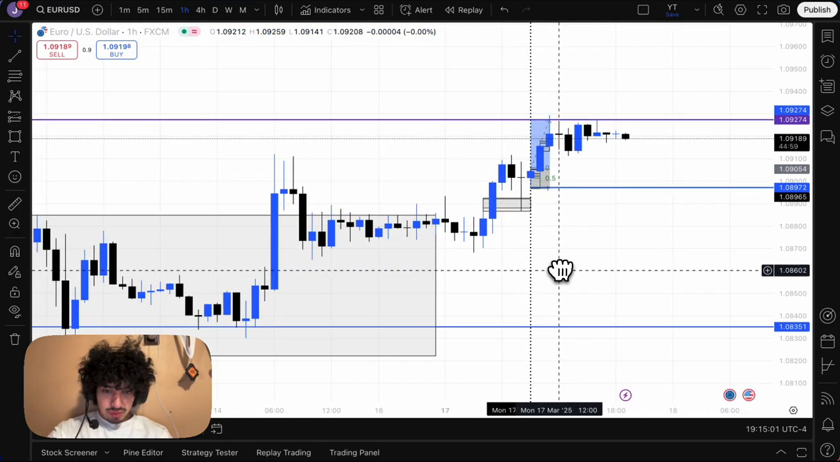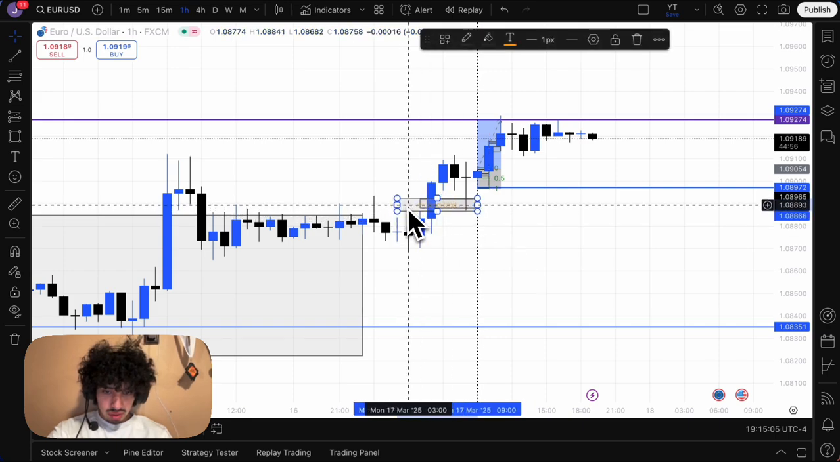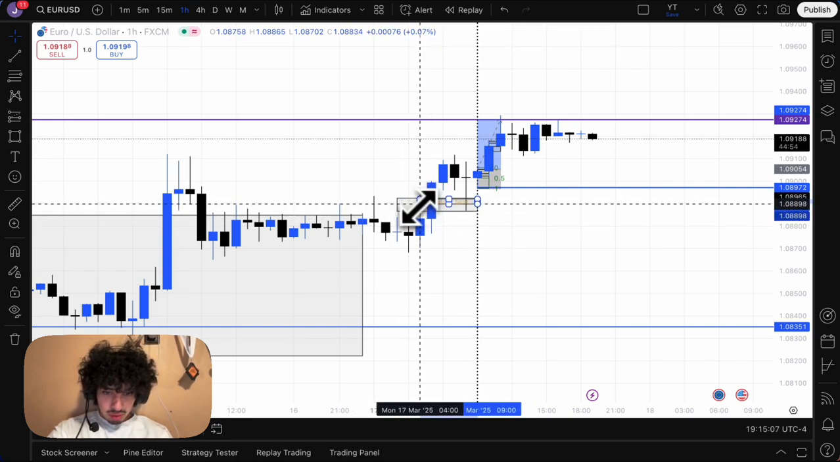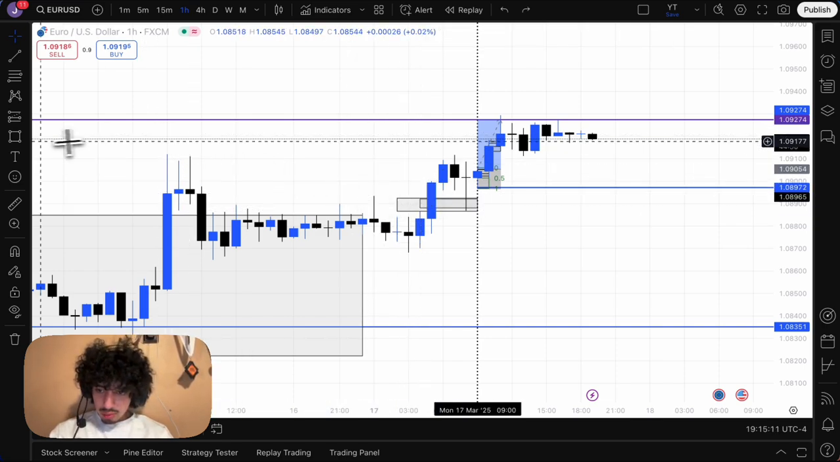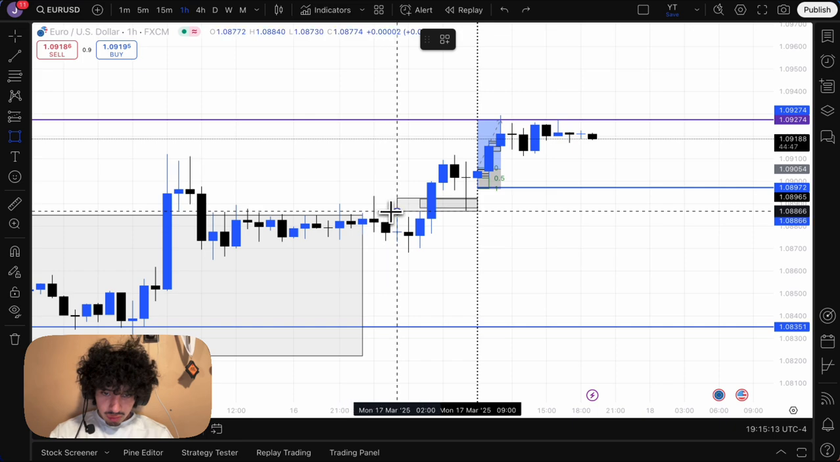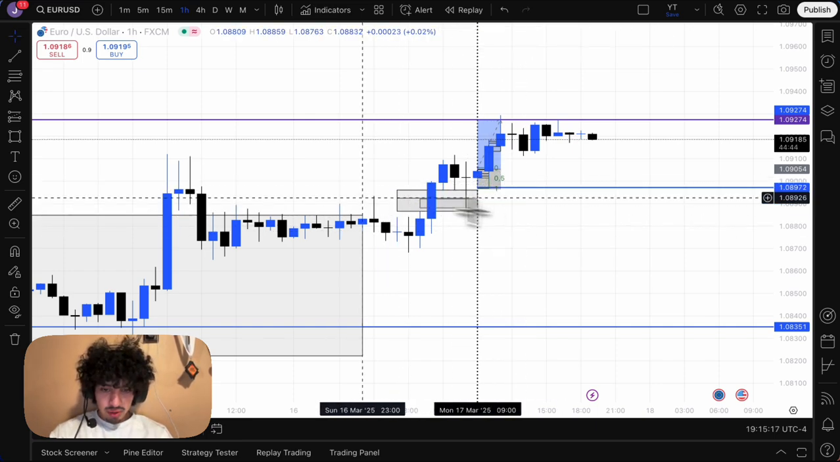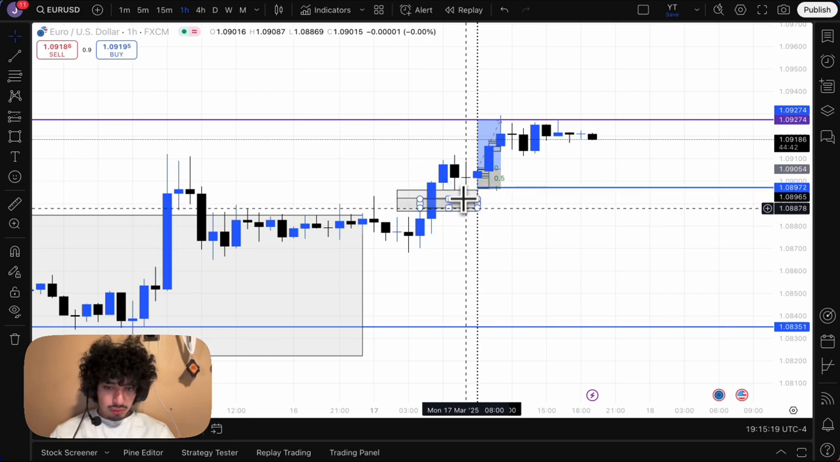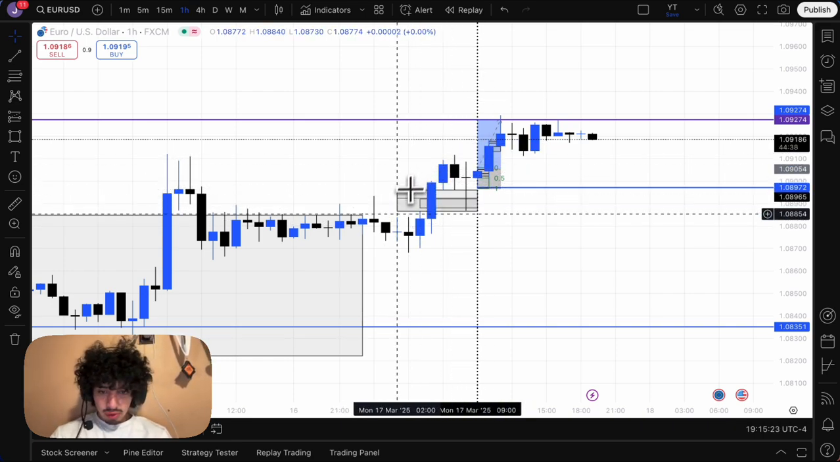We also have this hourly imbalance right here. Let me make it a little more visible, from here to here. This hourly imbalance comes up here and gets filled a little bit before market open. Price respects the imbalance and pushes up a little more.